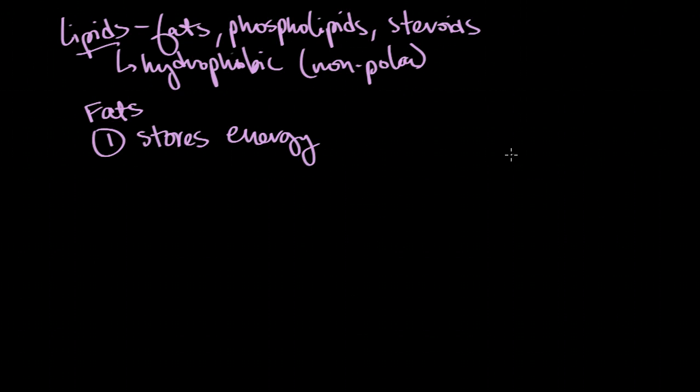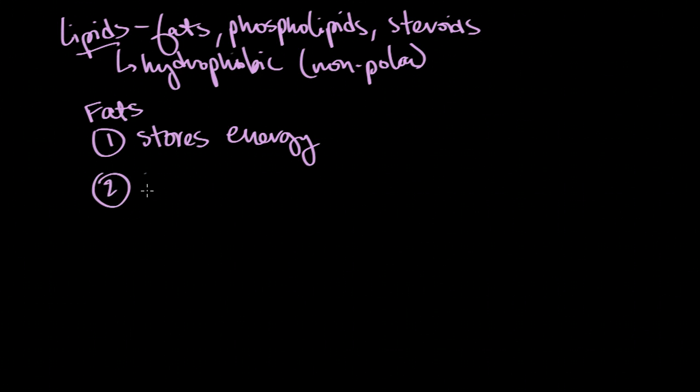Fats are made up of three fatty acids and a glycerol, and each bond between an atom is where the energy is stored. So each of those dash marks. The more dash marks you have, the more energy that's being stored. So number one thing is that it stores energy.